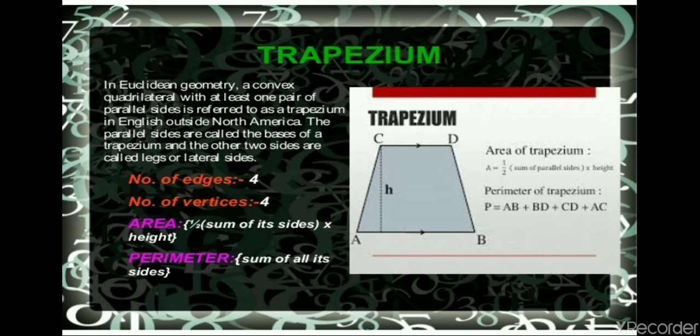Trapezium. In Euclidean geometry, a convex quadrilateral with at least one pair of parallel sides is referred to as a trapezium. So how do we find the area of a trapezium? As you can see in the figure, AB and CD are parallel sides and the distance between these two parallel sides is h, which is called the height of the trapezium. The area of a trapezium is half into the sum of parallel sides into height, and the perimeter of a trapezium will be the sum of all four sides.